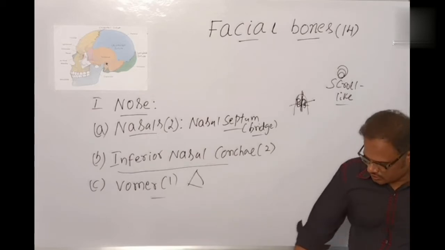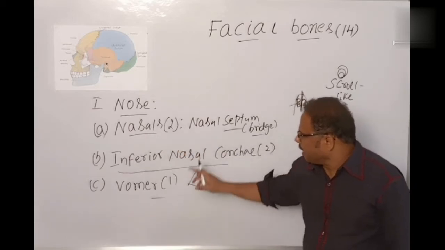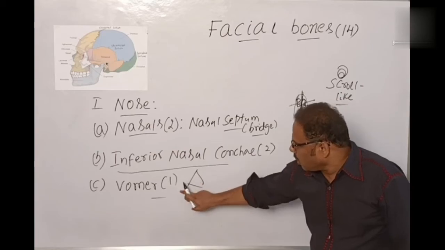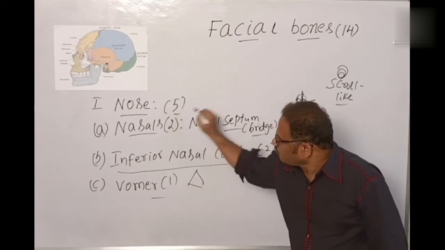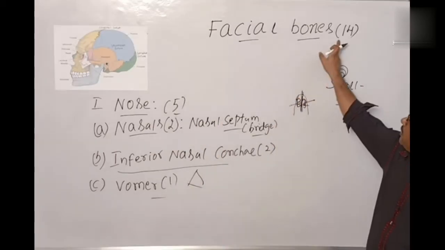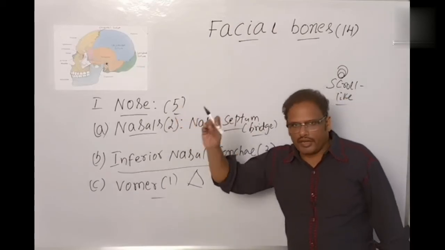Okay, students. So how many bones have we covered here? 2 plus 2 plus 1. How many? 5 bones. Out of 14, we got the count of 5. Am I correct? Yes.